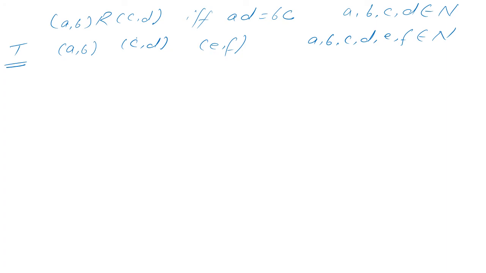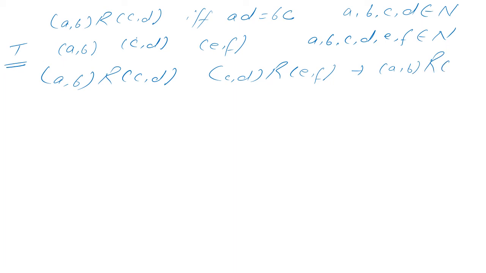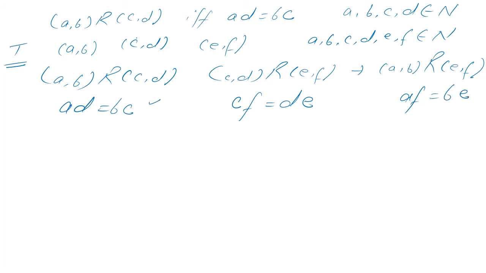So what does transitivity say? If (a, b) is related to (c, d) and (c, d) is related to (e, f), then it should imply that (a, b) is related to (e, f). What does it mean? ad is equal to bc. What does it mean? cf is equal to de, outer elements multiplied by inner elements. What does it mean? af is equal to be. Now I have to use this expression and this expression to arrive at this expression.